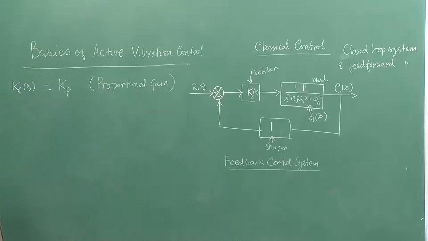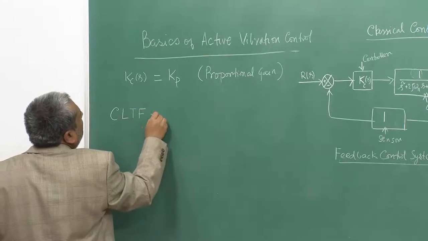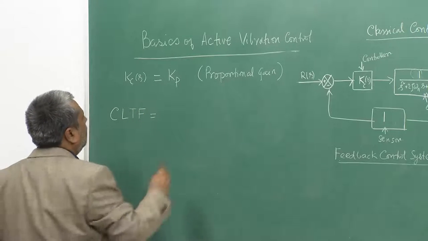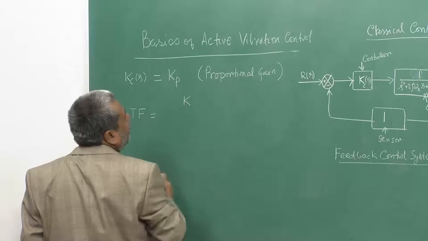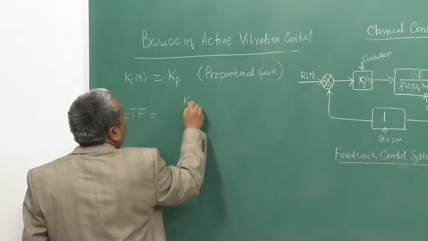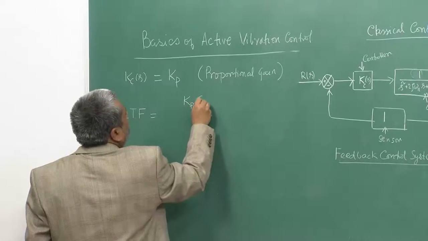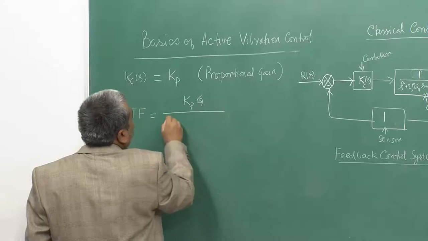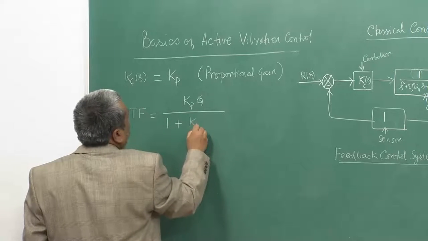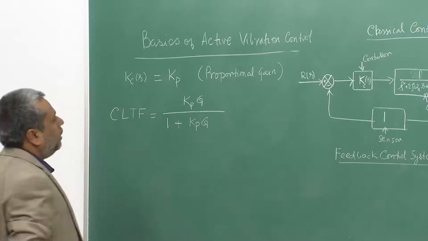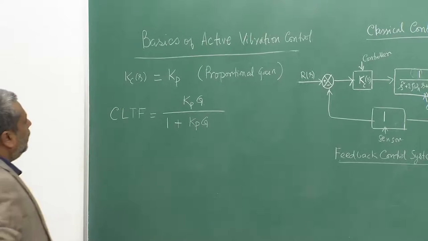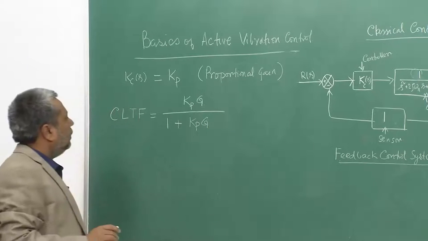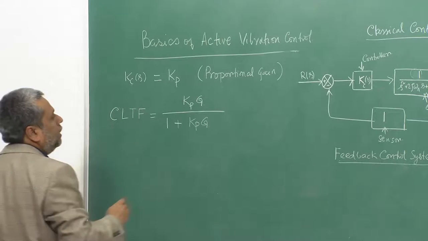That means KCS is simply a constant Kp. Under such conditions, what will be the closed loop transfer function, CLTF, which we have discussed in the last class? It is Kp G divided by 1 plus Kp G. That is my closed loop transfer function. Remember that H is unity here. That is why it is Kp G over 1 plus Kp G.